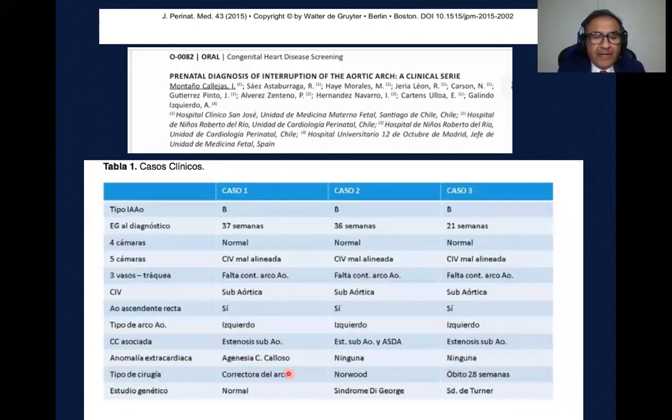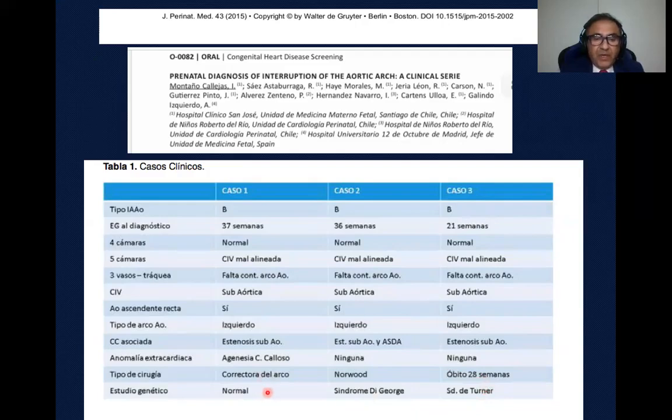The type of surgery in the first case was corrective surgery. In the second, it was a palliative Norwood procedure. It was managed as left ventricular hypoplasia because postpartum an echocardiogram and an MR angiography were performed, and there was also a hypoplastic ascending aorta. Therefore, a Norwood procedure was chosen. And the third case, as I mentioned, resulted in a fetal demise at 28 weeks.